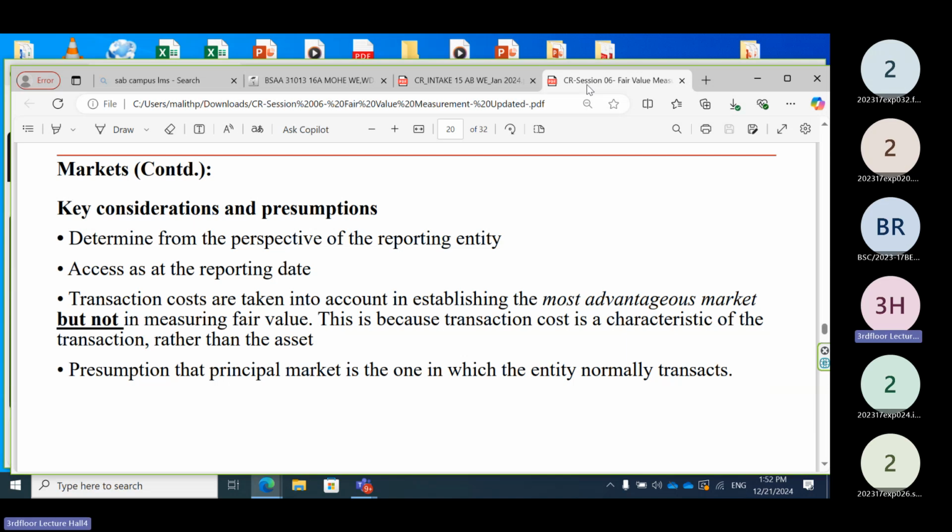The most advantageous market is determined from the perspective of the reporting entity, right? Perspective of the reporting entity, access as at the reporting date, yes. And transaction costs are taken into account in establishing the most advantageous market, but not in measuring the fair value. Right? This is what I discussed here.